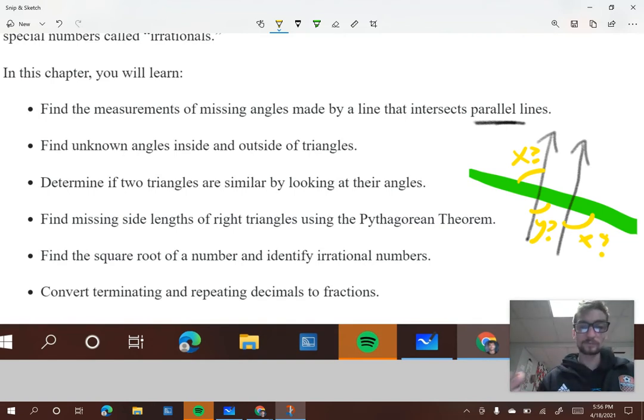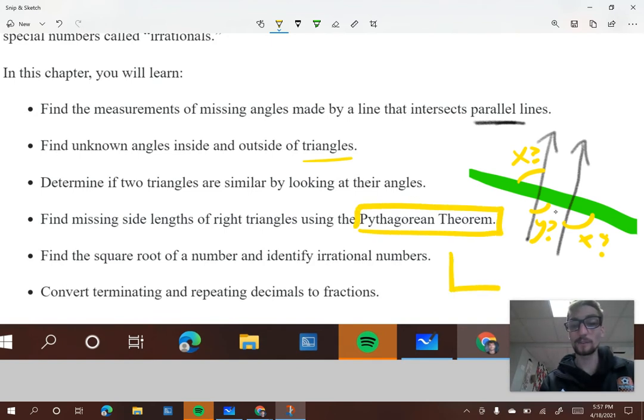And then we're going to be looking at triangles and the Pythagorean theorem, which is related to triangles. Some of you have maybe heard of it. Right triangle, a squared plus b squared equals c squared. So a lot of fun stuff. Let's go ahead and dive right into it.